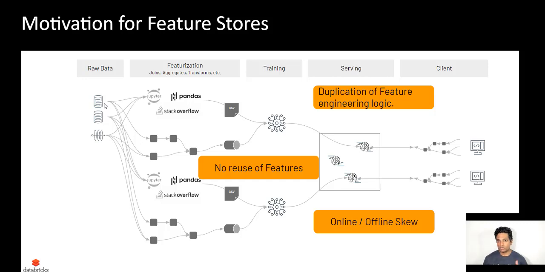Apart from that, there's no reuse of features because of lack of discovery, lack of visibility into the existing set of features. And there's an online and offline skew, because the data feature engineering logic created by the data scientists in the training environment may differ from the feature engineering logic created by the machine learning engineers. This may cause problems when you take your model from the training phase to the deployment phase.